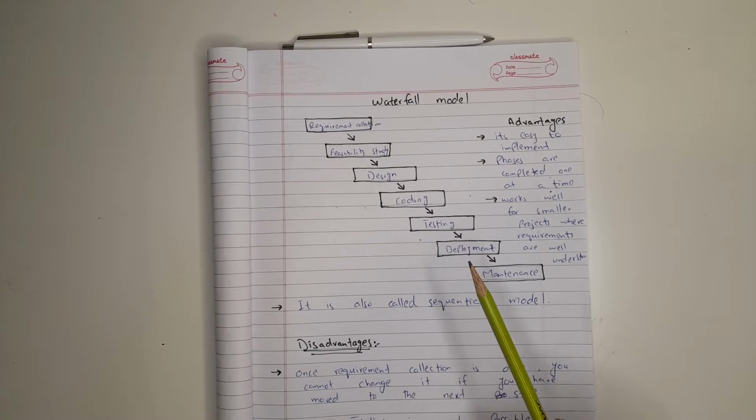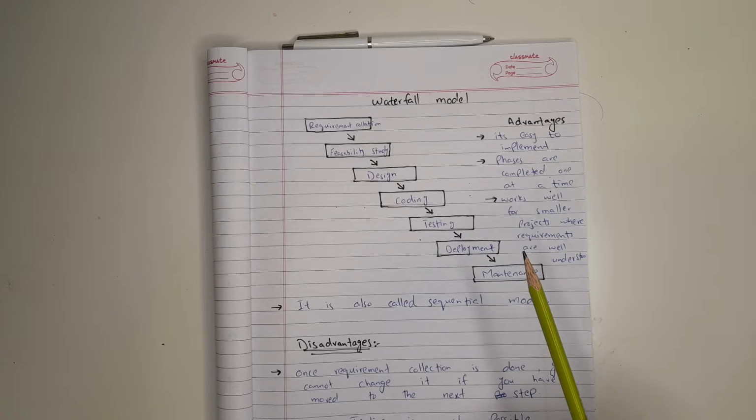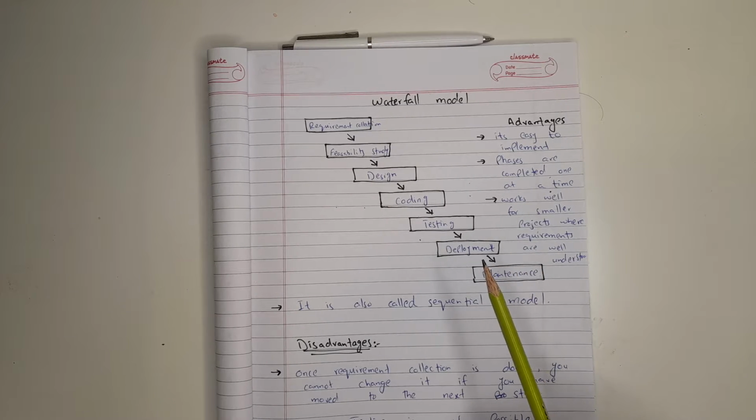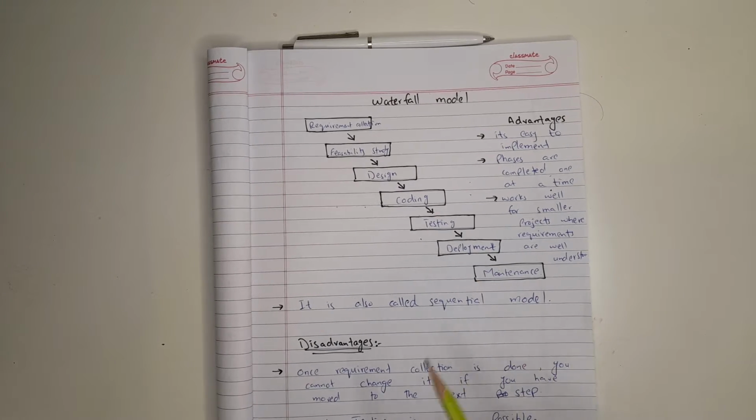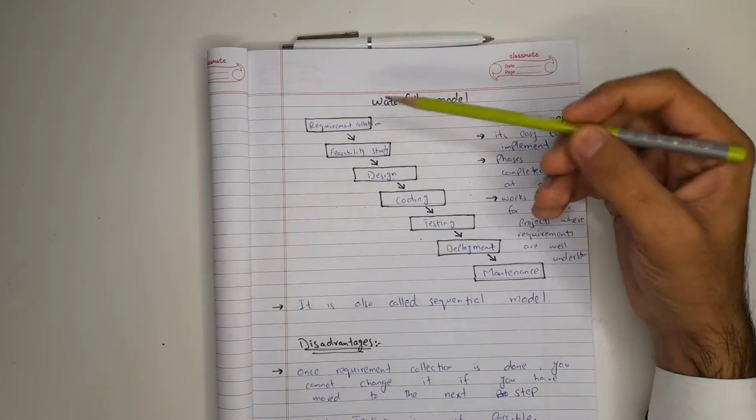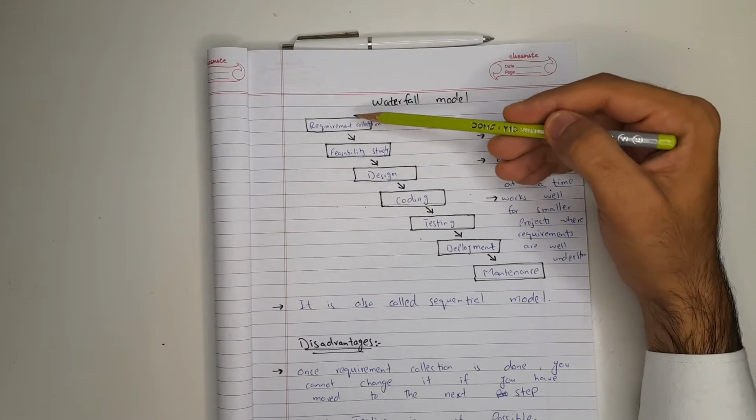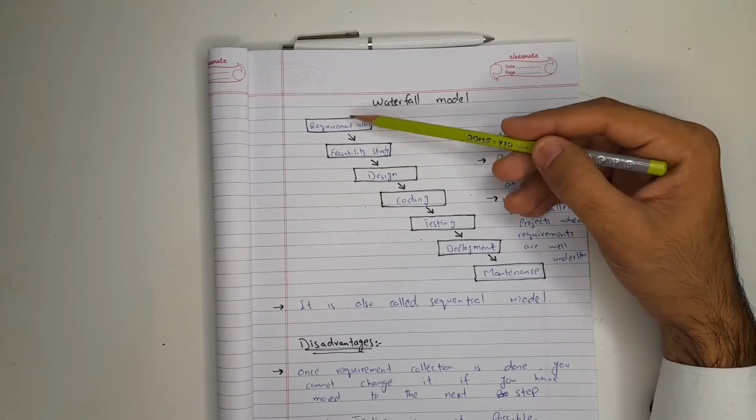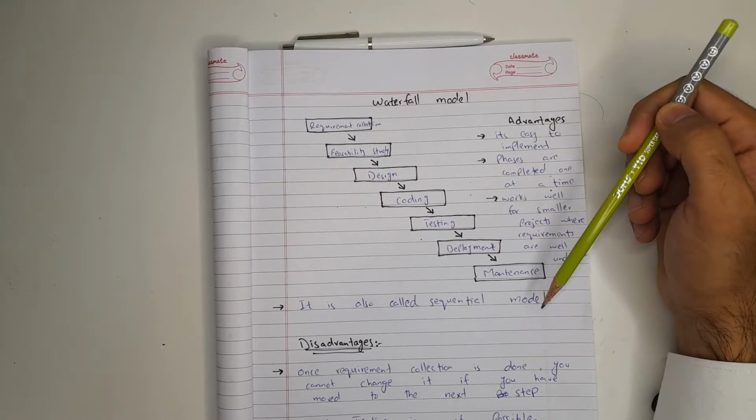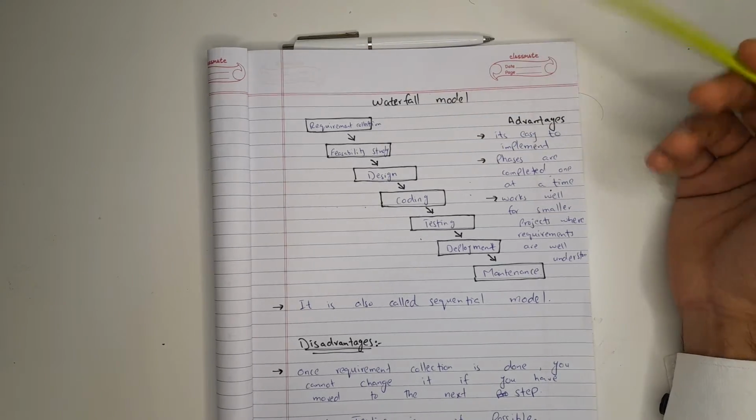So the first one is the waterfall model. What is basically the waterfall model? The waterfall model is one of the types of the software development life cycle. It is given the name waterfall because it depicts a waterfall. So we start from the requirements collection, then the feasibility study, and we move on as if in a waterfall. This is the easiest one to implement.